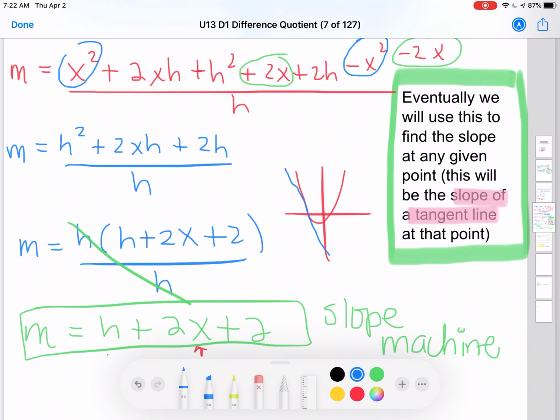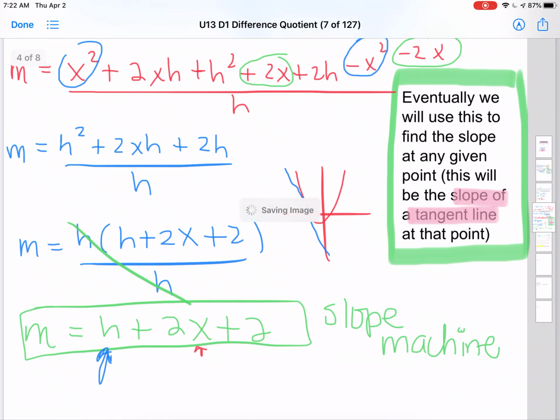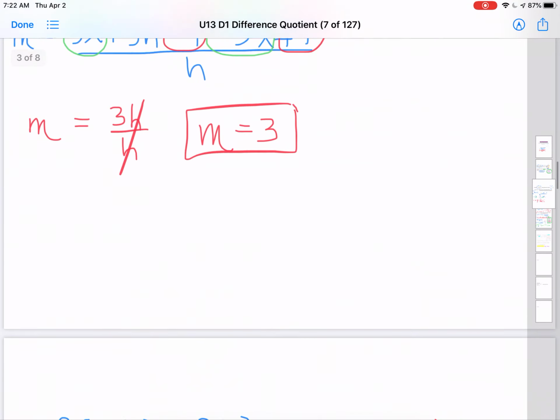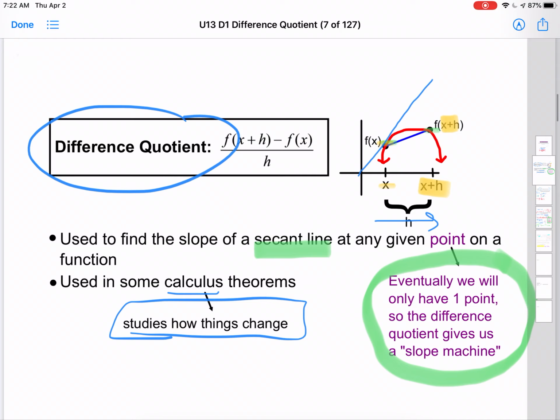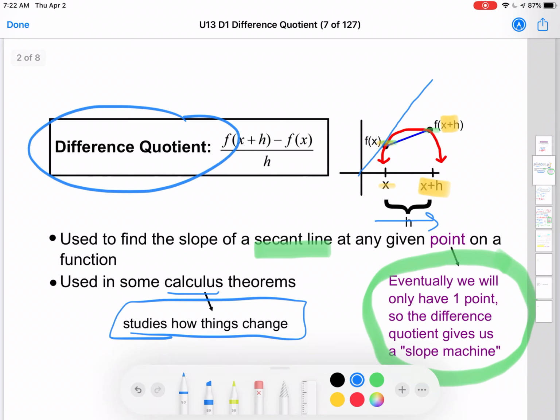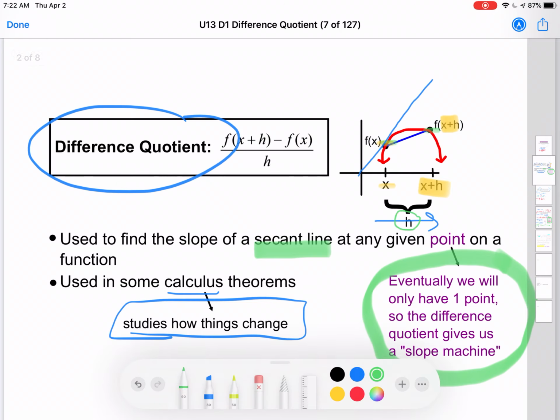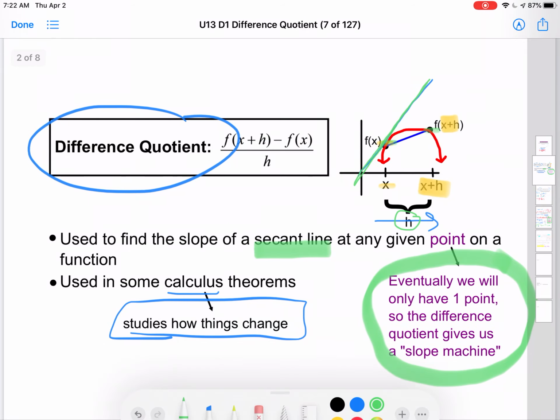So then what happens to this h? Well, let's go back to this picture here. We're going to do this another day, but I hate doing this and not showing you what it looks like. Eventually this h value right here is going to become 0. If that h value becomes 0, it means that I'm only going to have 1 point. So I'm going to have a tangent line instead of a secant line. So eventually that's what's going to happen.